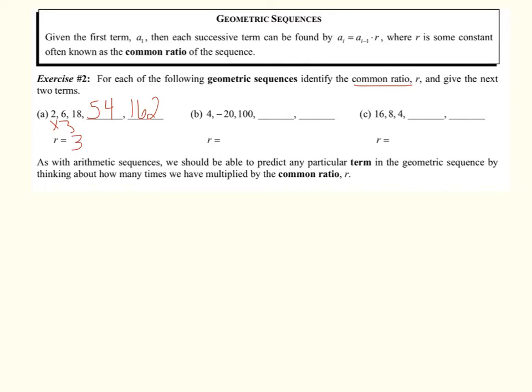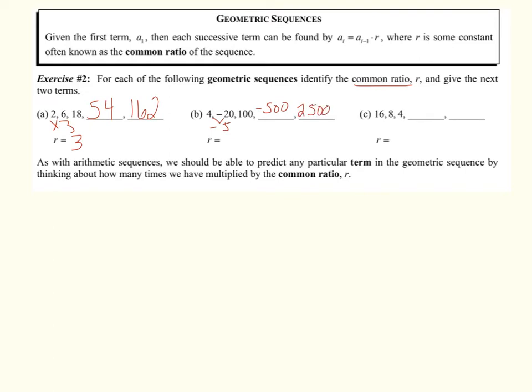Let's look at B. How am I going from 4 to negative 20, negative 20 to 100? Well, I'm multiplying by negative 5. So 100 times negative 5 is going to give me negative 500. Negative 500 times negative 5 is going to give me 2,500, and it's going to be a positive.